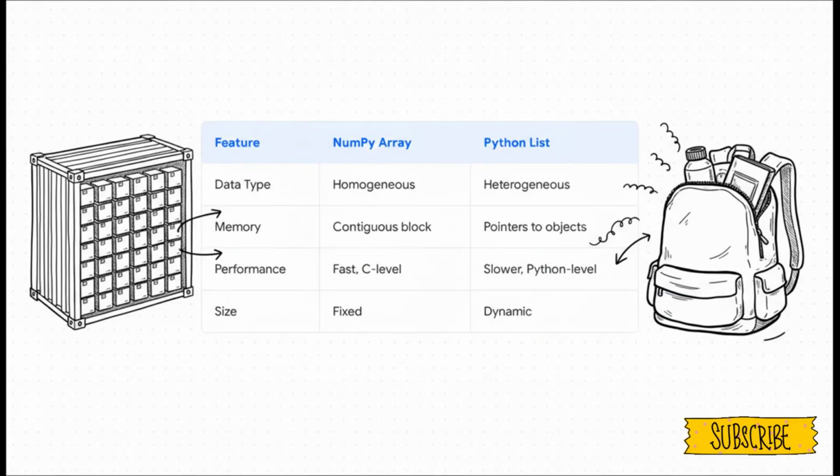This table really nails the difference. A normal Python list is kind of like a backpack. It's super flexible, right? You can throw anything in there, a number, a string, another list. But because of that, your computer has to do a lot of work to figure out what's what. A NumPy array, on the other hand, is like an organized shipping container. Everything is the same size, packed tightly together in a perfect grid. And that organization is what lets NumPy run operations at blazing fast C-level speeds.